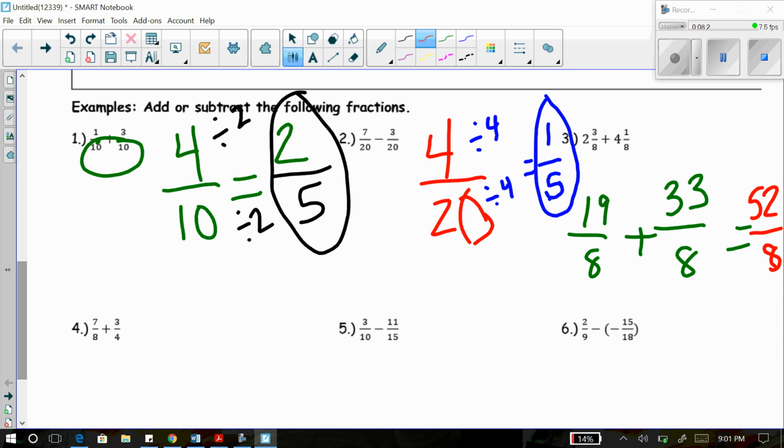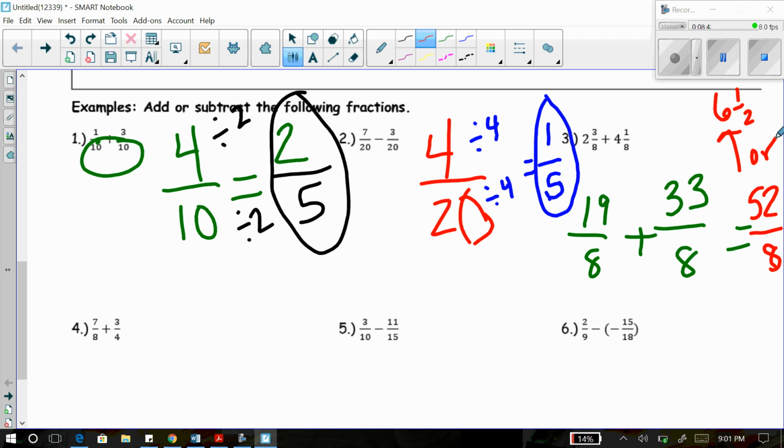So you can either leave it as 52/8 or 6 1/2. I didn't say one or the other, so I'll take either. All right, number 4. Change any mixed numbers into improper fractions. Luckily, we don't have that issue here.